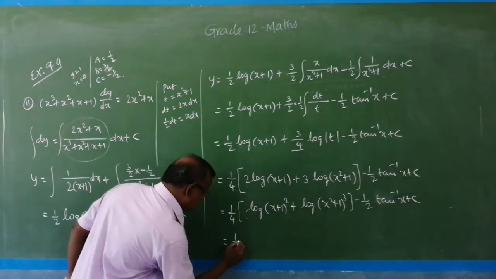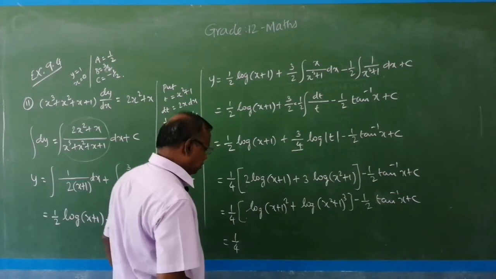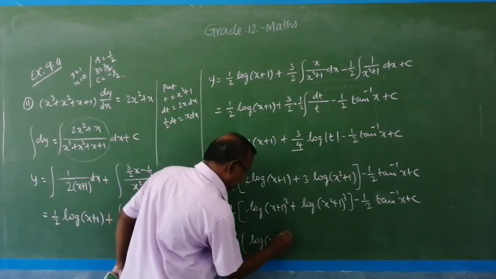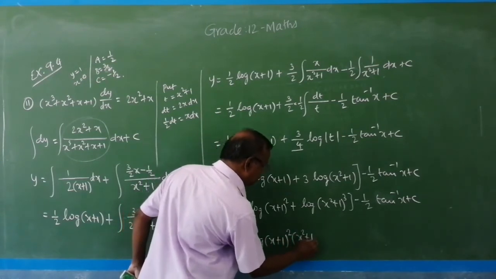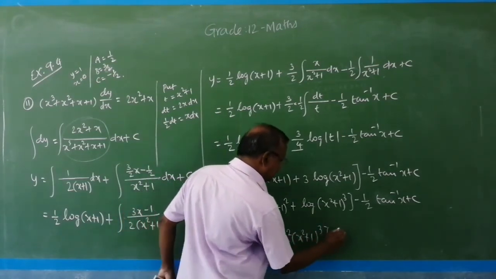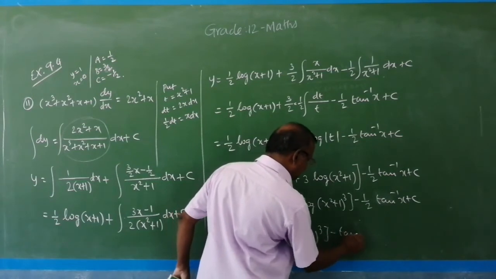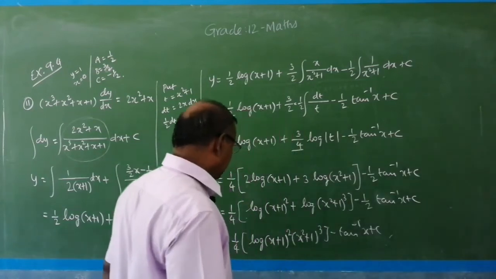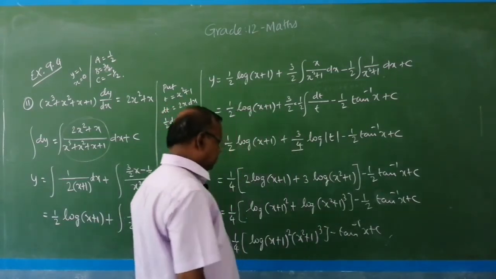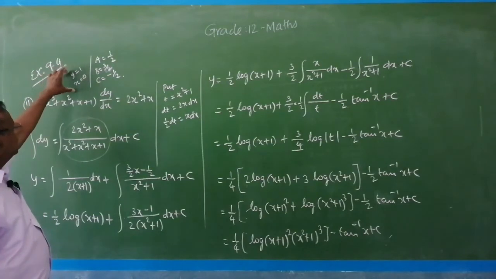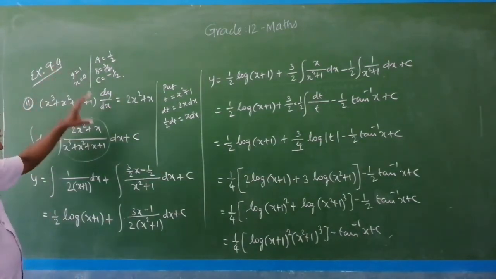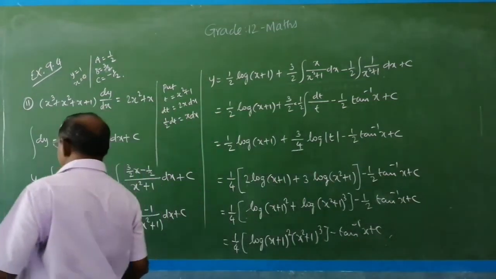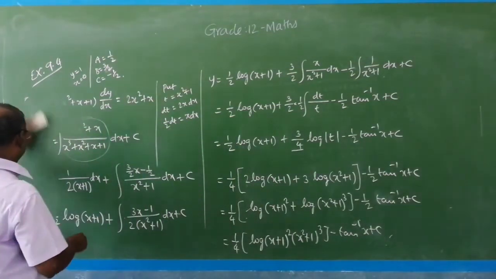According to the logarithm rule, log a plus log b equals log ab, accordingly it is log of x plus 1 the whole squared into x squared plus 1 whole power 3, minus tan inverse of x plus c. This is the general solution, but we are given values of x and y. So we have to substitute the values of x and y, then find the values of the arbitrary constants. Let us proceed here.